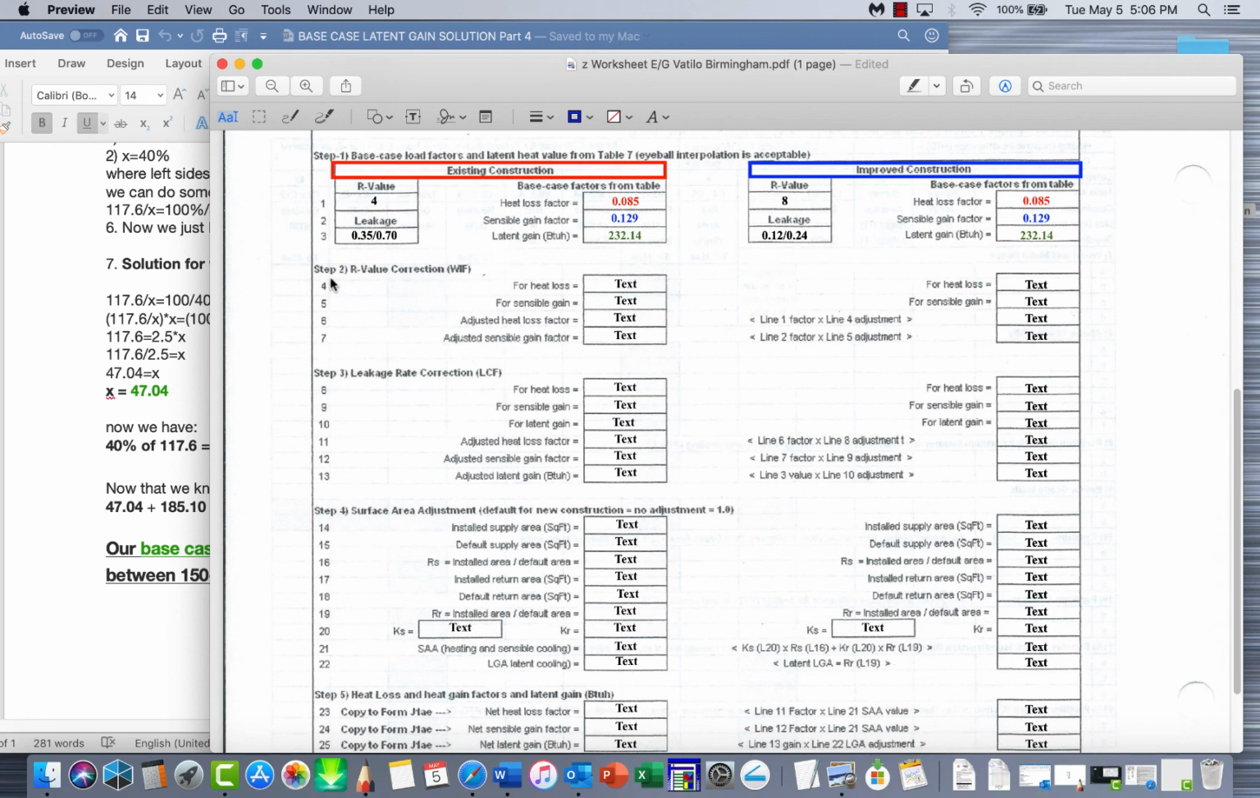In the next video, we'll start on step 2, which is the R value correction, which is basically just a few simple charts and then multiply.